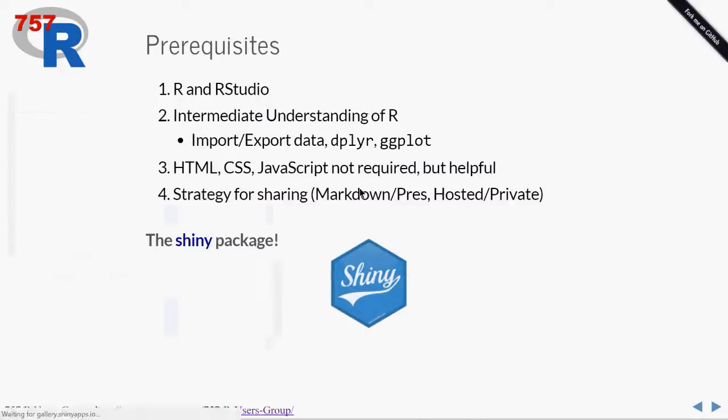The prerequisites for building a Shiny app, I would say, are that you have to have R and RStudio installed. RStudio will help you with some of the things you'll need while you're developing your app. You should probably have an intermediate understanding of R. If you've never used R before and you're just getting used to base R, that's probably not a good thing for you. You want to have a good grasp on how to import and export data, how to munge or manipulate it with dplyr, and maybe ggplot as well.